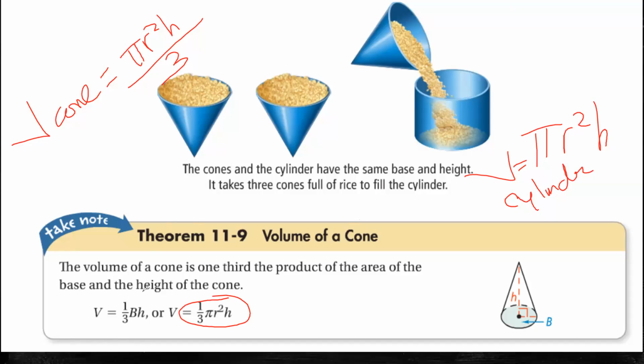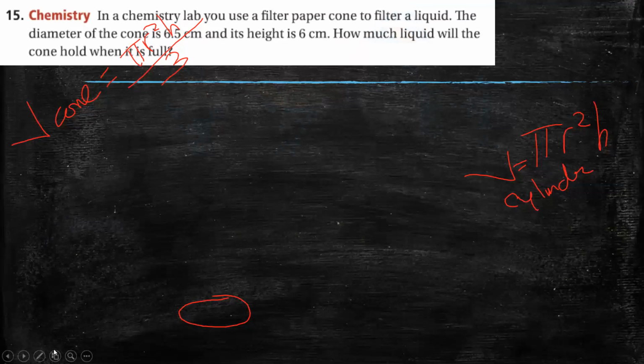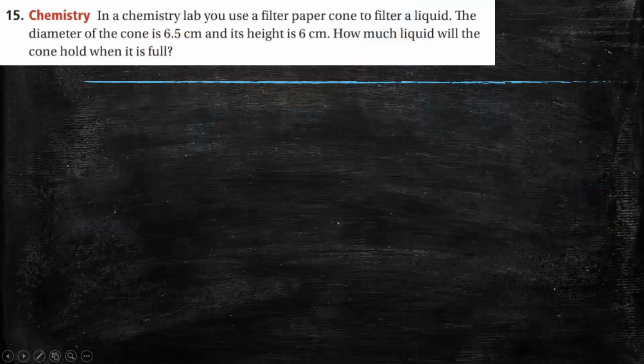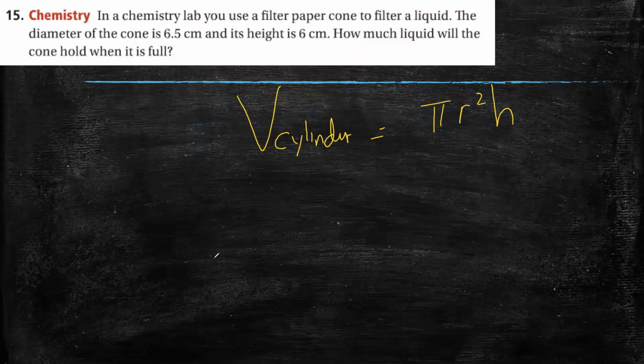So right now, the volume of the cylinder is pi r squared h. The volume of the cone is third pi r squared h.